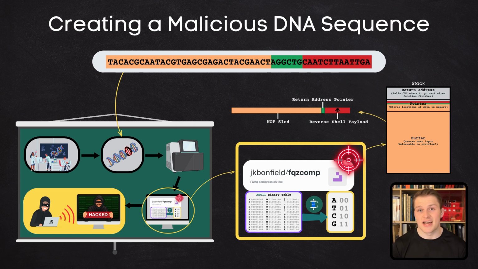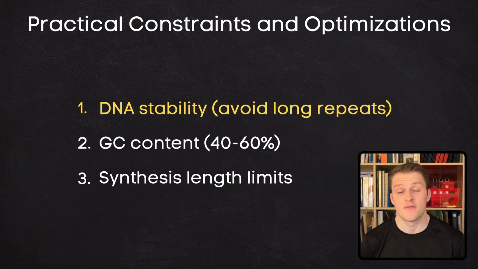The brilliance of this attack is that the researchers calculated exactly what DNA sequence would produce their desired machine code through this specific processing pipeline. But it should be noted that creating malicious DNA wasn't as straightforward as it might seem. You can't just combine DNA bases in any order. There are several biological roadblocks that had to be considered. First, DNA stability. Not every sequence of bases translates into a stable DNA molecule.